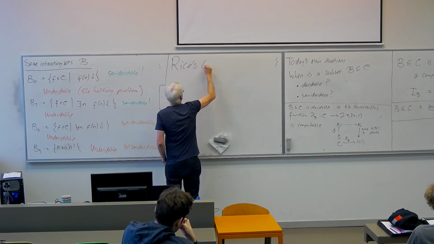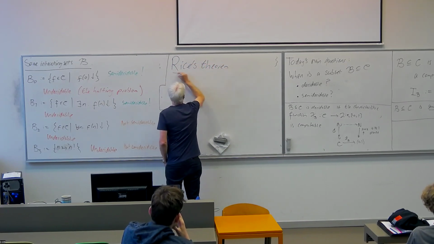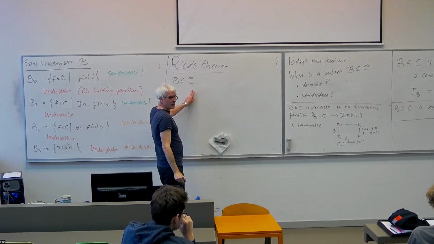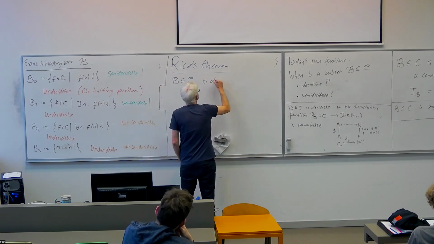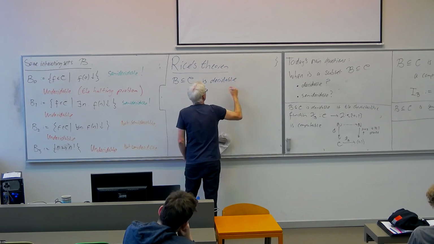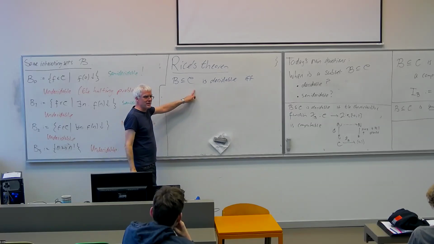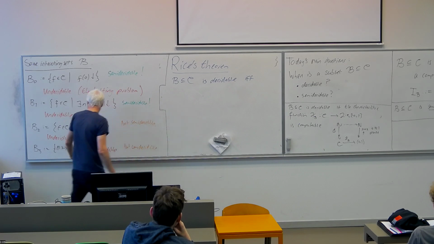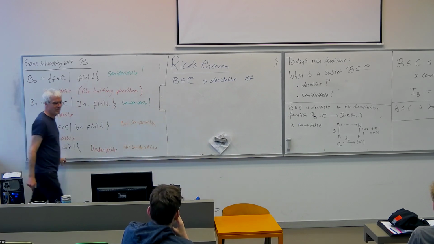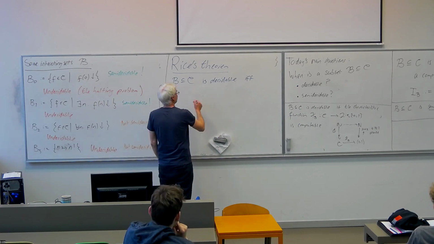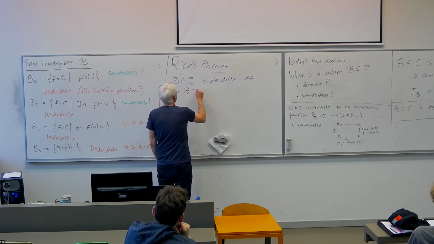Rice's theorem. A subset B of computable partial functions is decidable if and only if... Well, can anyone think of any decidable subset of the set of computable partial functions? A single set, no, that's no good. The empty set, that's decidable. Okay. The others?